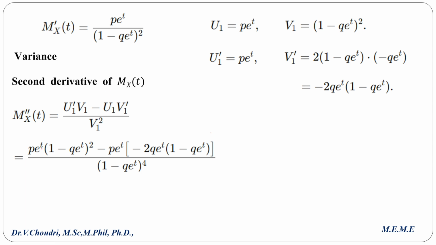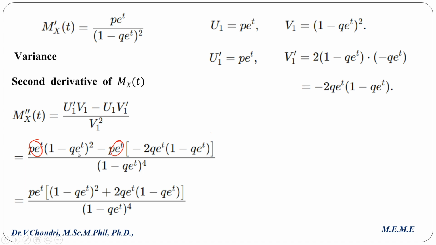See here, p e power t and p e power t, both two terms have a common term. So I am going to take common p e power t. Inside the bracket what we have: (1 minus q e power t) whole square minus and minus plus, so 2q into e power t (1 minus q e power t). That's all. Okay. Now see the similarity. Here 1 minus q e power t and 2 times of 1 minus q e power t, 4 times. So we will take 1 minus q e power t common. Here one term cancels, here one term cancels. So it comes 3.